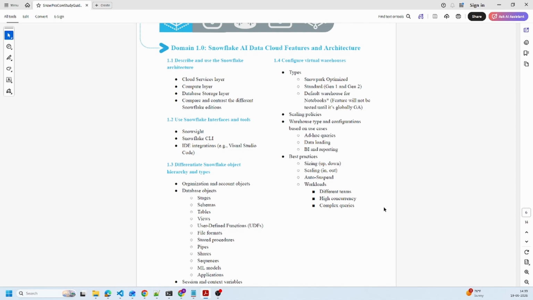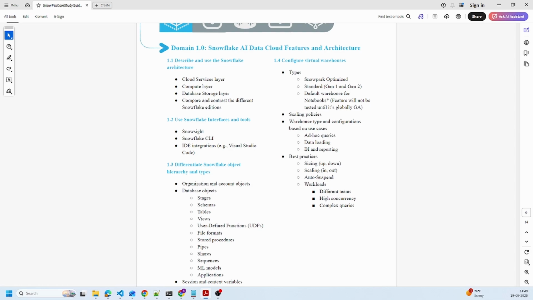Now, what does this domain really mean? It means Snowflake wants to know if you truly understand how the platform works under the hood. We're talking about the 3-layer architecture, object hierarchy, storage concepts, virtual warehouses, Snowflake-specific compute behavior, and increasingly AI and application features. A lot of people assume this domain is mostly theory, but that's not true. The questions here are very practical.